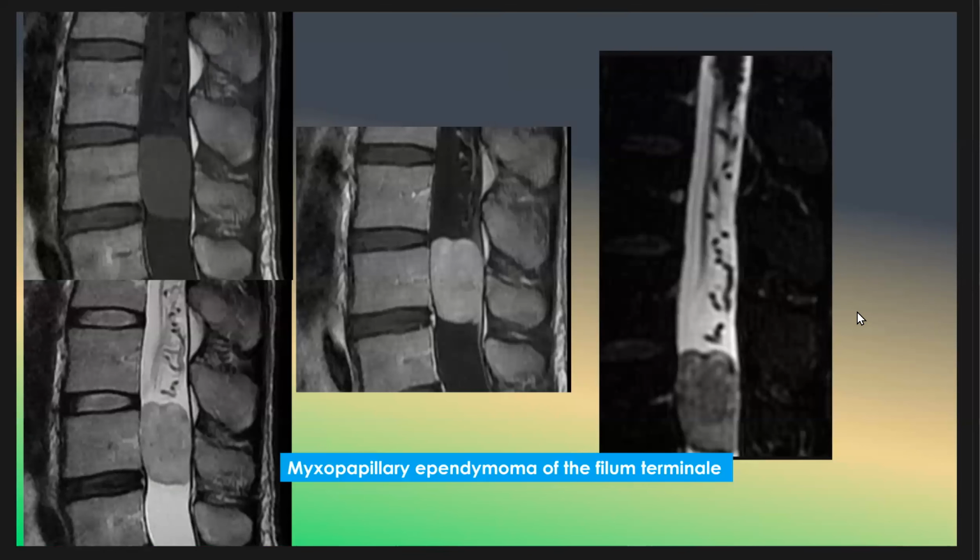We move to the next case. What do you think the patient has? We have an enhancing mass lesion, a tortuous vein above, as we see here, and a hemosiderin cap seen in the T2. As we said, this is myxopapillary ependymoma of the filum terminale. Myxopapillary ependymoma of the filum terminale.